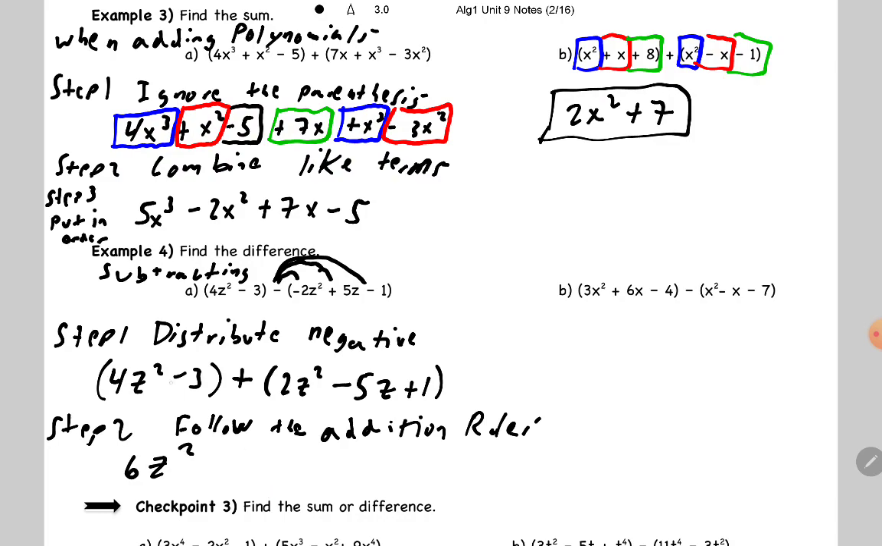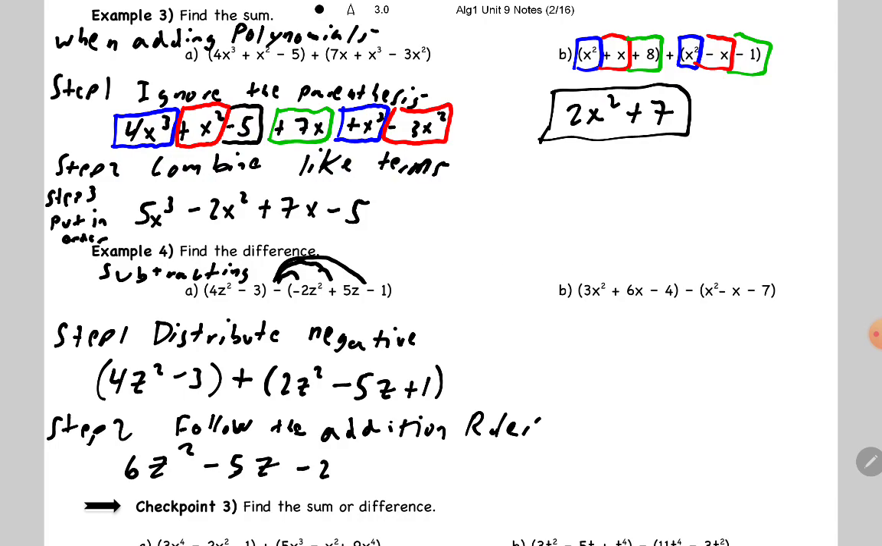Okay, now we're going to look at just z's. And there's nothing on the left. So we have a negative 5z on the right. So we're just going to put that down. And then we have a negative 3 plus 1, which is negative 2. And that is our answer. 6z squared minus 5z minus 2.